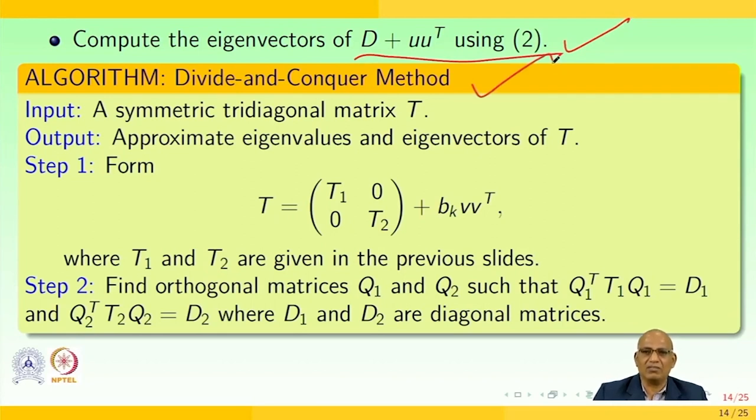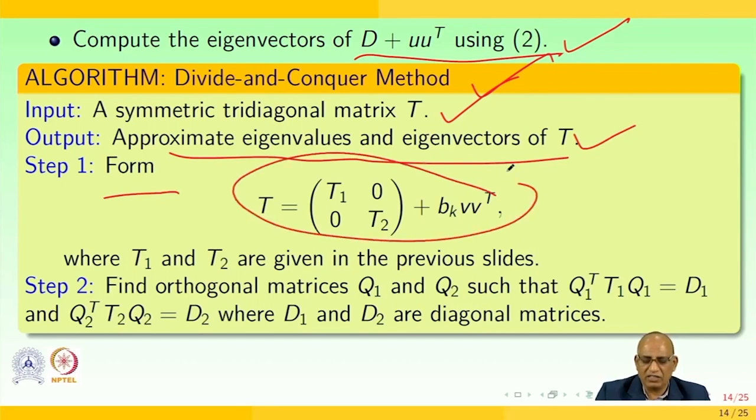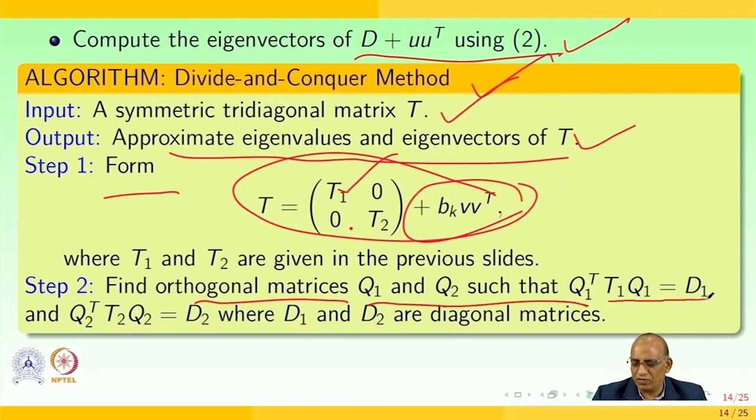So the divide and conquer algorithm can be put in the following form. The input is a symmetric tridiagonal matrix T, and the output is approximate eigenvalues and eigenvectors of T. In step 1, T is equal to T1 0 0 T2 plus rho times v v transpose, where T1 and T2 are as given in the previous slide. Step 2 is to find orthogonal matrices Q1 and Q2 such that Q1 transpose T1 Q1 is equal to D1 and Q2 transpose T2 Q2 is equal to D2.